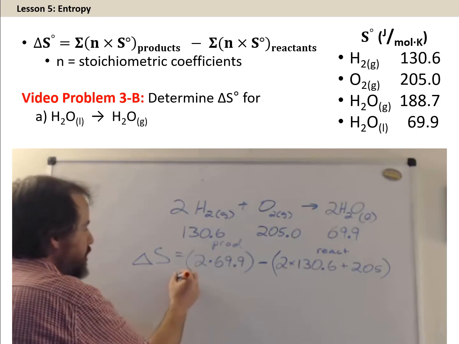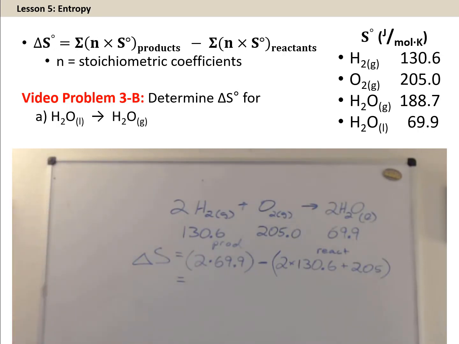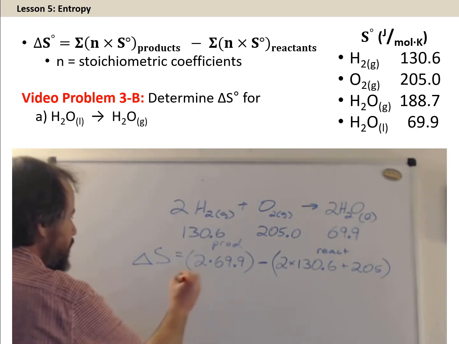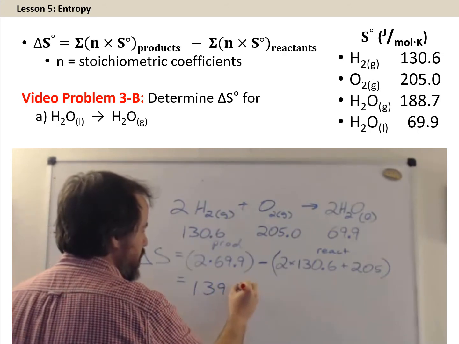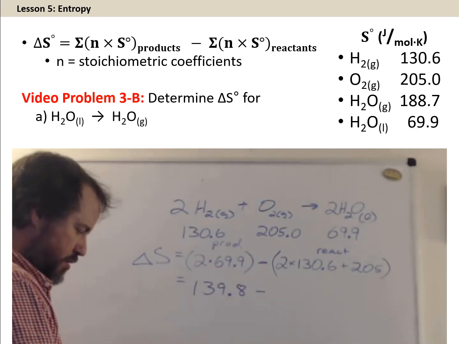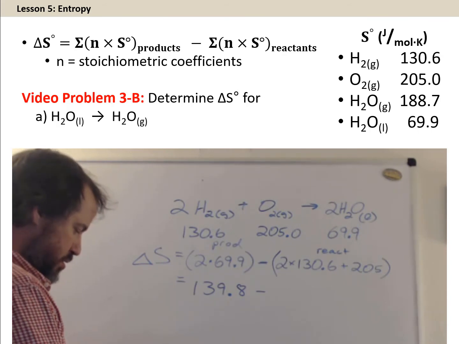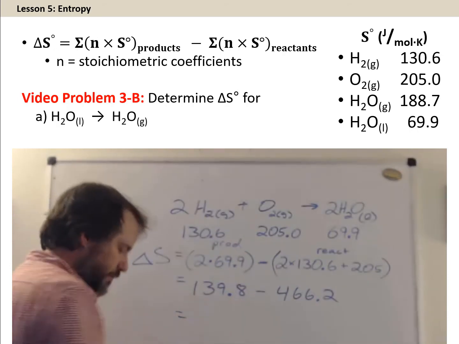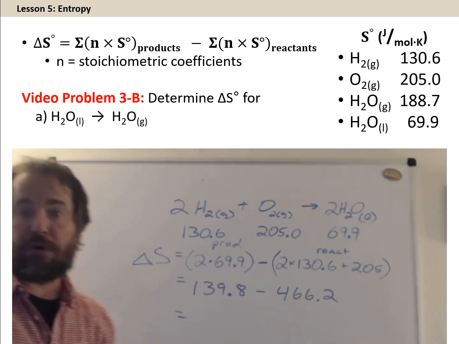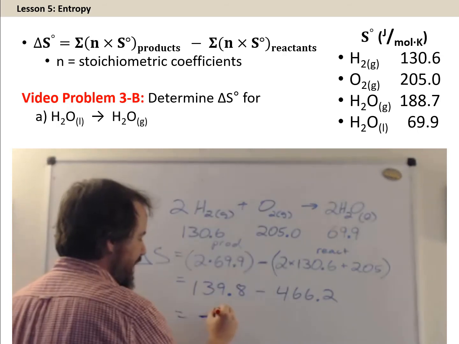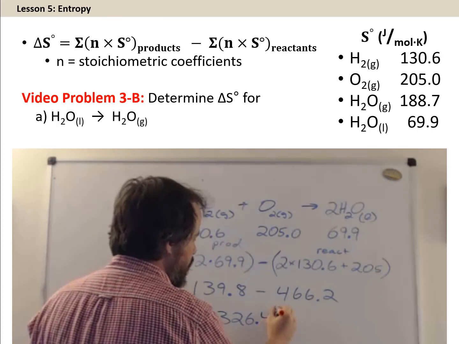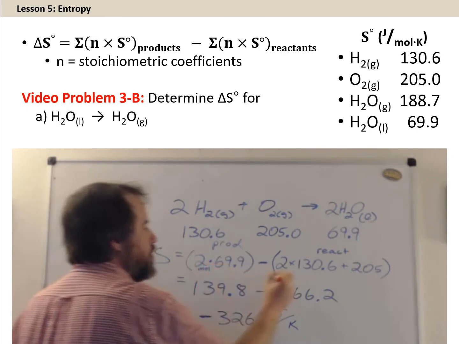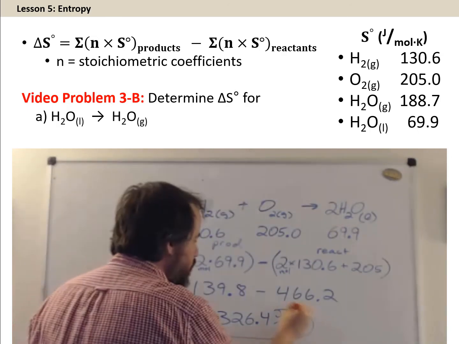When I put these in the calculator, 2 times 69.9 is going to give me 139.8, minus 466.2, and that's going to get me negative 326.4 joules per K. These are in joules per mole K, but because these are in moles, that cancels out the moles. All right, so this is my answer.